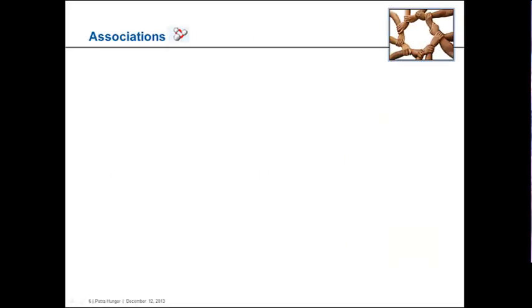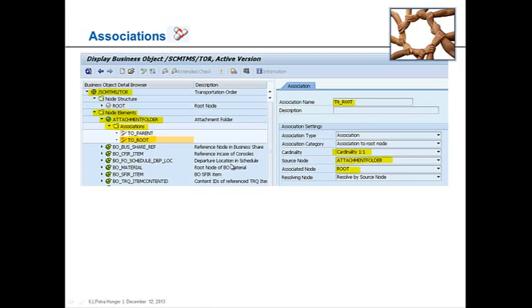The next element that we are going to talk about is the association. You can see here the association in the system. An association is really a direct, unidirectional binary link between two business objects. In this case you have a source node, the attachment folder, where you can store the attachments in the document, and the associated node is the root, the header, and you can see here the cardinality 1-to-1.